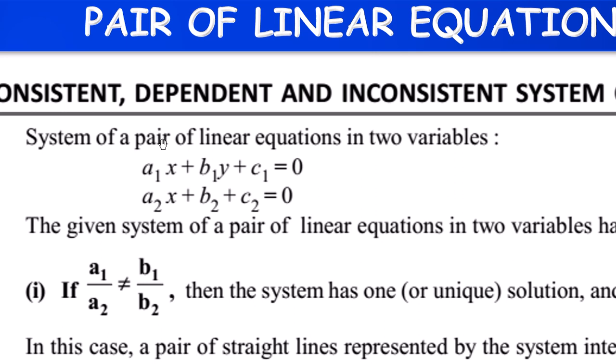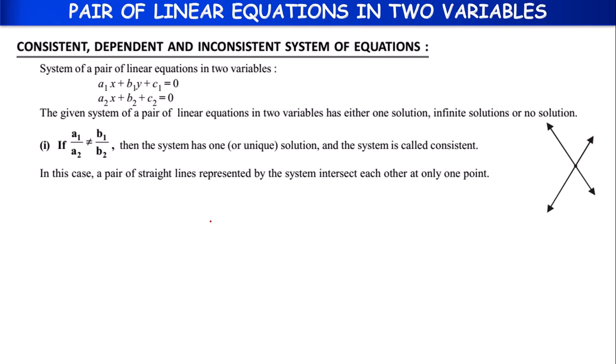So suppose we have a pair of linear equations, which is also called a system. If they follow this condition, then they will intersect at one point, they will have a unique solution, and they are called consistent equations.